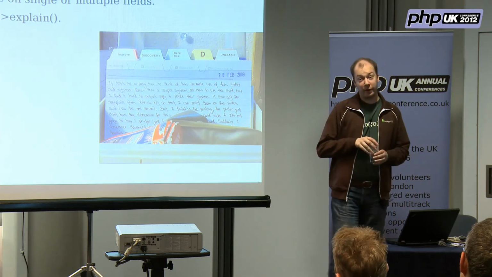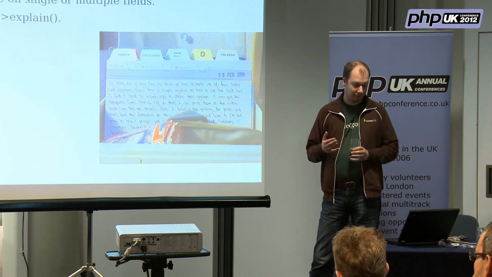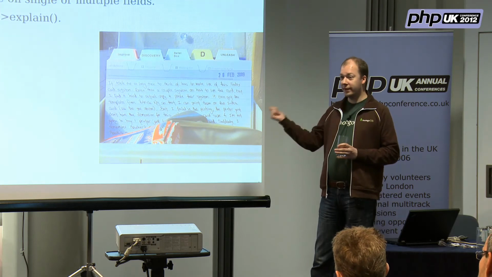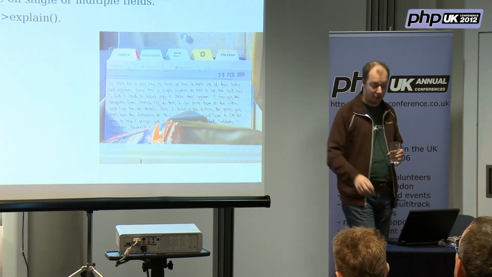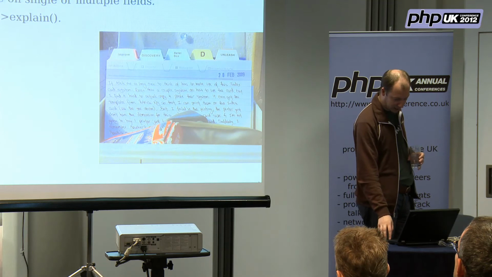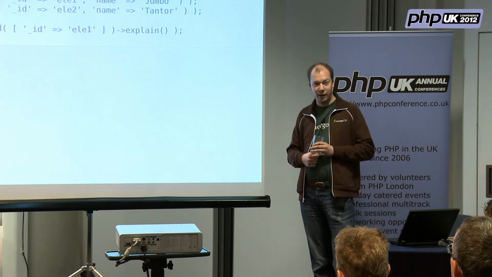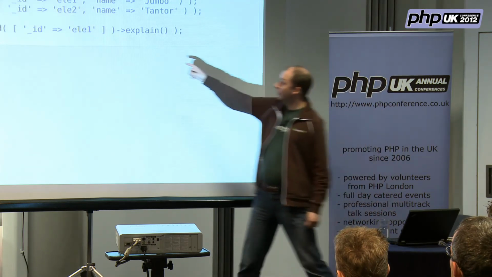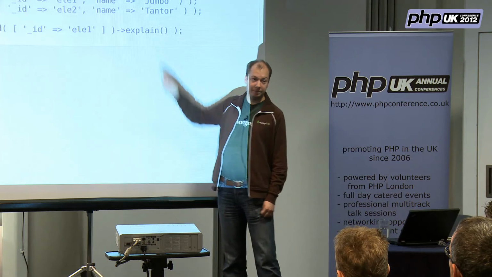In order to figure out where you actually need indexes, you have something called explain. Again, very similar to what a relational database does. I have a very small example here. I, again, drop my collection of elephants. I add two elephants in there, Jumbo and Tantor. And when I then run my find query, I run explain behind it.